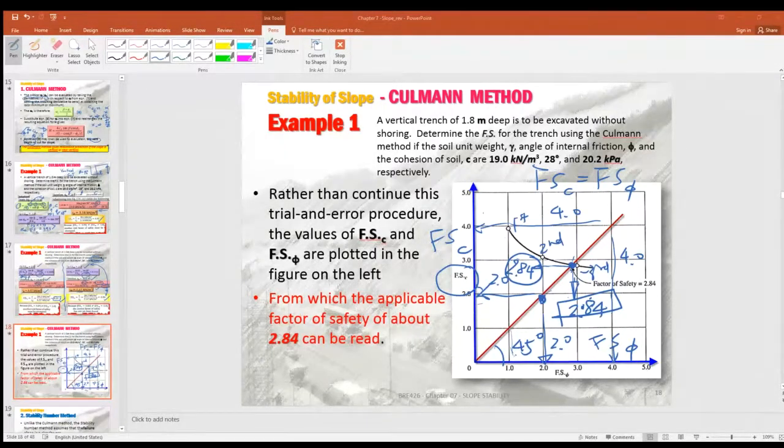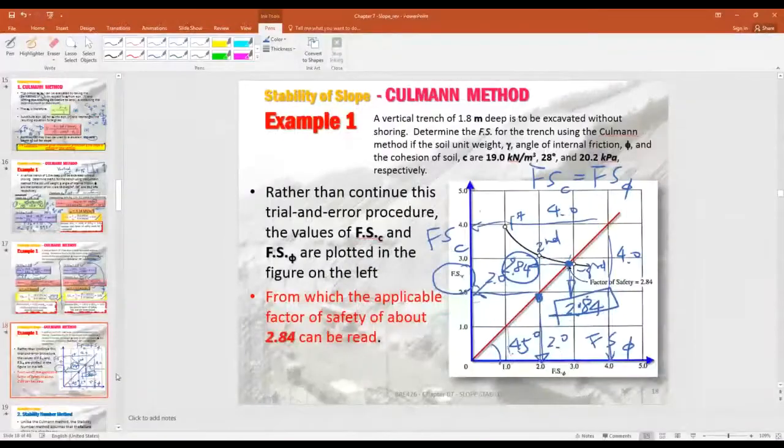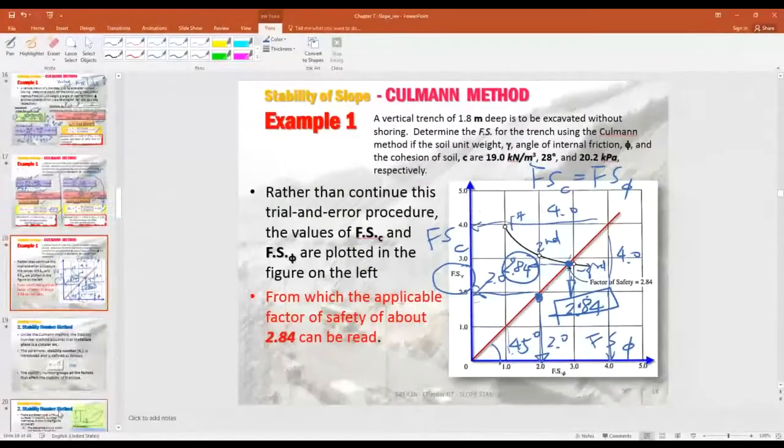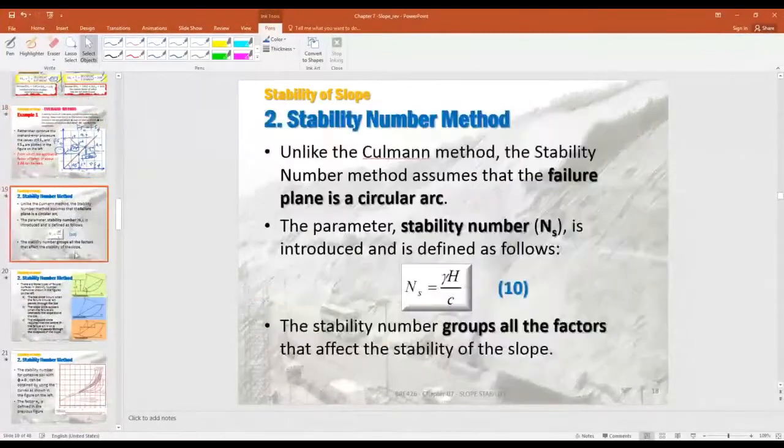Then I will proceed with the second method. Now, the second method is the stability number method. Stability number.